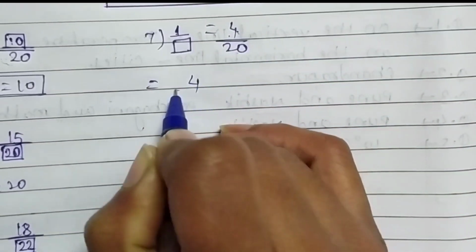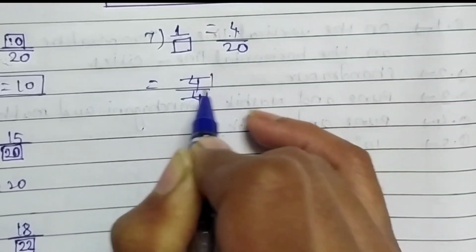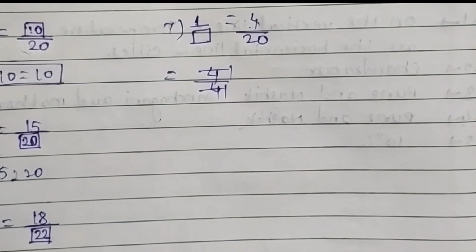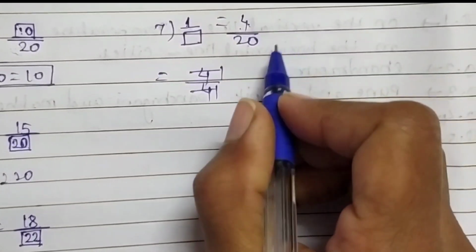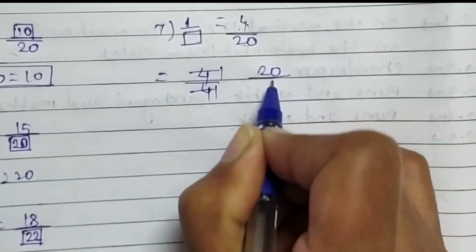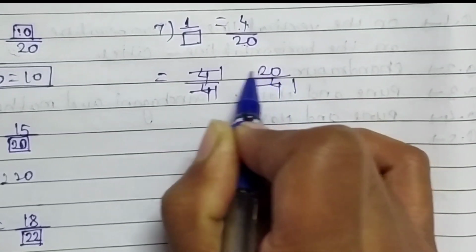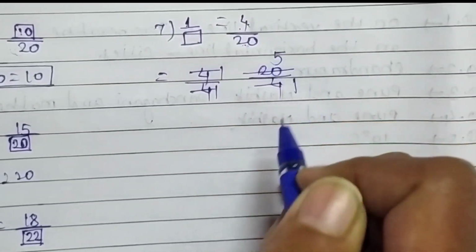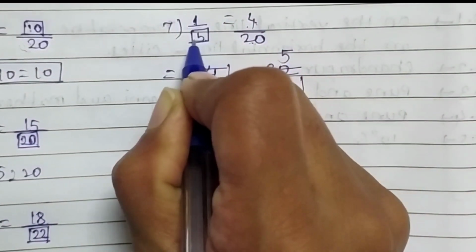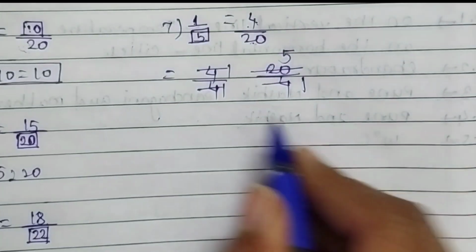So 4 4s are 16, we have to divide 4 by the number 4. So let's divide 20 also by 4. 4 1s are 4, 4 5s are 20. So here our answer is 5.